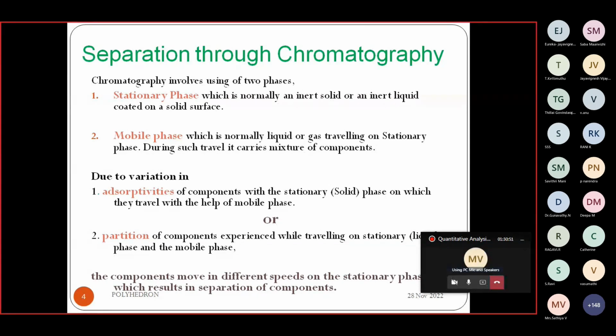This mobile phase carries the sample, the mixture of components, through the stationary phase, where the components of the mixture experience adsorption or partition. Due to the difference of adsorption and partition of the solutes passing through the stationary phase, they start moving at different speeds. So when the mobile phase carries this mixture of components, because of the difference in adsorptivity or partition coefficient, they are separated one after the other on the stationary phase. Then we use a suitable detection mechanism to find out what components are present, how many of them are detectable, and what is the quantity, the concentration of those things, which we'll discuss in the coming slides.